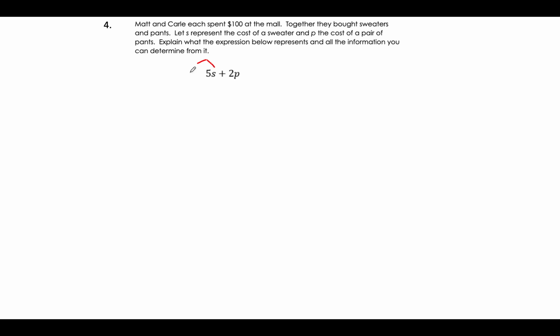So the big thing that I want us to get out of this is that 5S is going to represent the cost times the number of sweaters. And that 2P is the cost times the pairs of pants. So we know that 5 sweaters and 2 pairs of pants cost a total of $200 because they each spent $100 at the mall and there's 2 of them there. And we have 2 pairs of pants here.